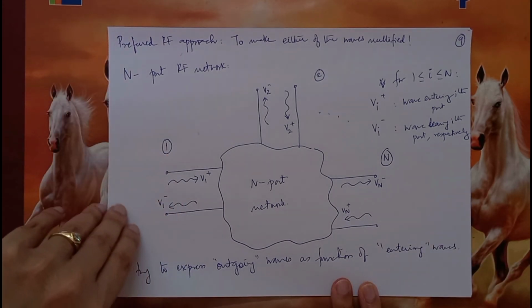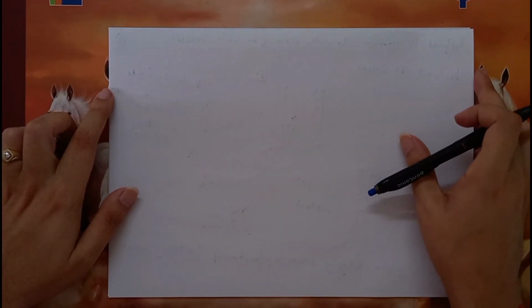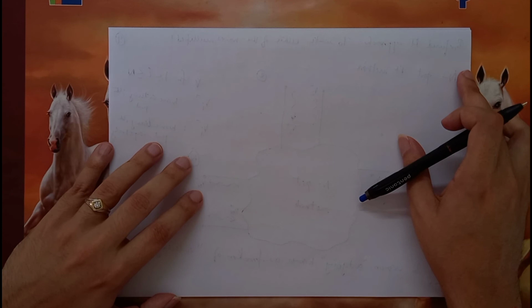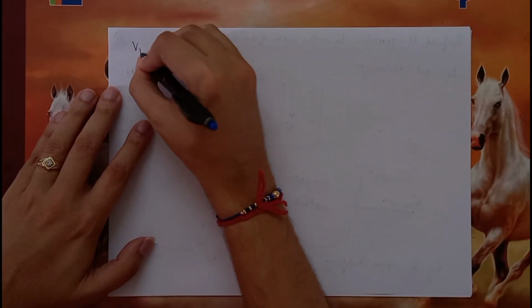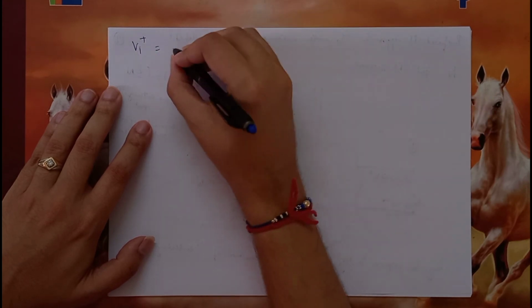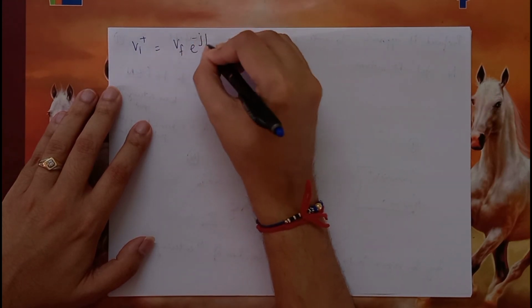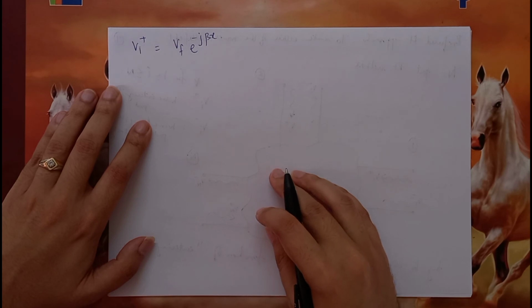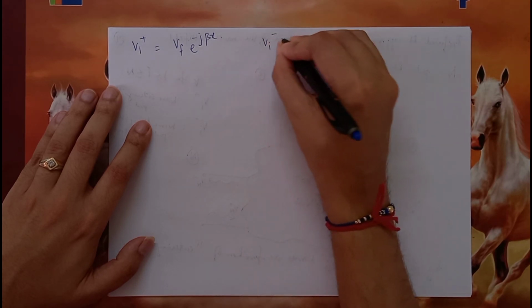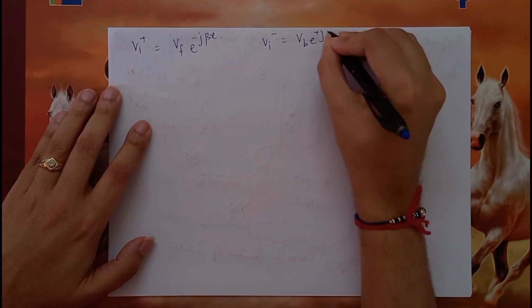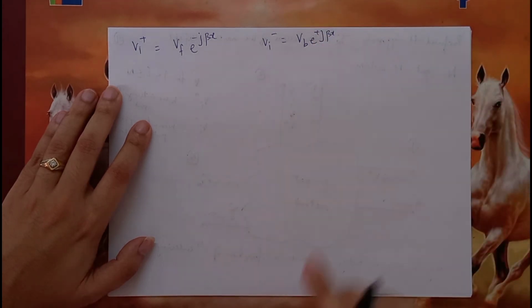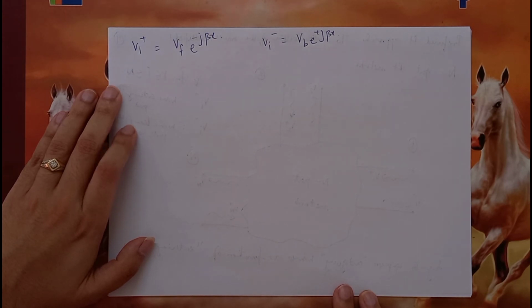Entering waves. So let us say, for any ith port, Vi plus can be defined as some forward voltage times e raised to minus j beta x, and Vi minus can be defined as some backward voltage times e raised to plus j beta x, as we already know in terms of the solution for the transmission line equations.